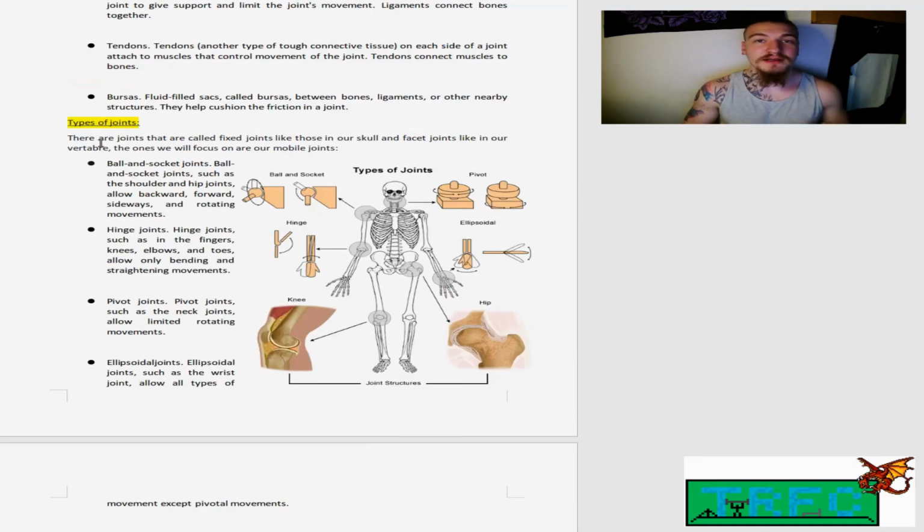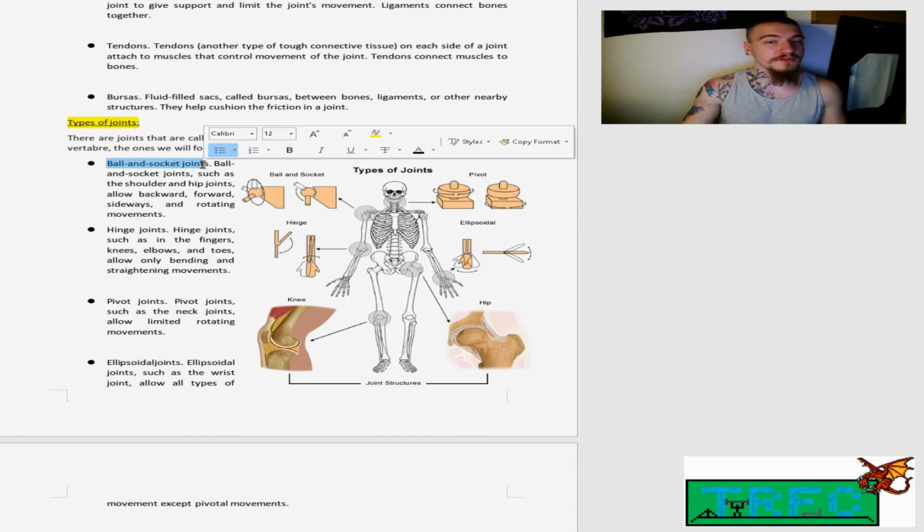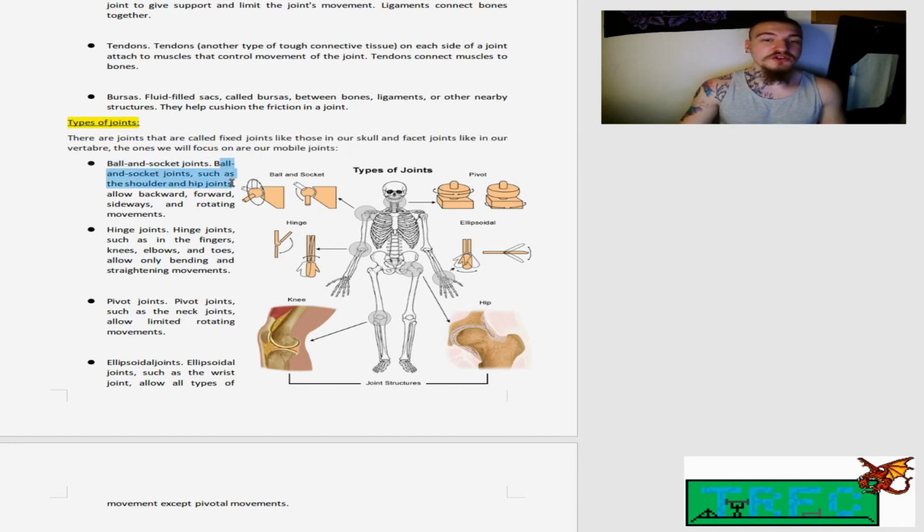Now we're going to be talking about the type of joints that a person has. Now there are joints called fixed joints, like those in our skull, and facet joints like those in our vertebrae. But the ones that we're going to focus on are our mobile joints. So to start off with, we've got our ball and socket joints. Ball and socket joints, such as the shoulder and hip joints, allow backwards, forwards, sideways and rotating movements. We've also got the hinge joints. Hinge joints, such as in the fingers, knees, elbows and toes, allow only bending and straightening movements.